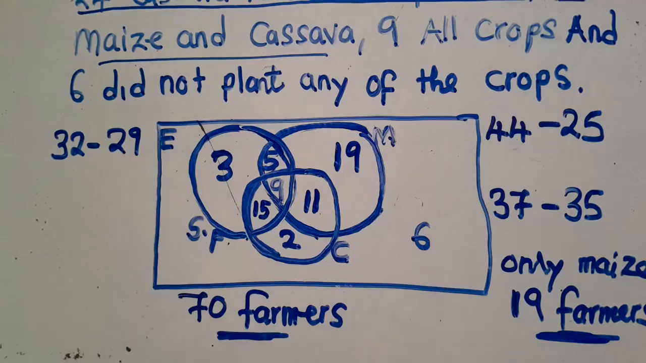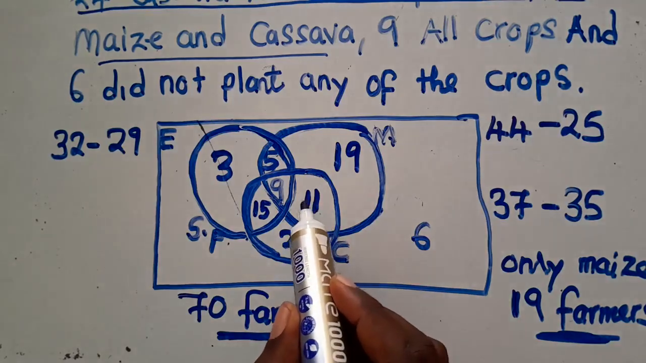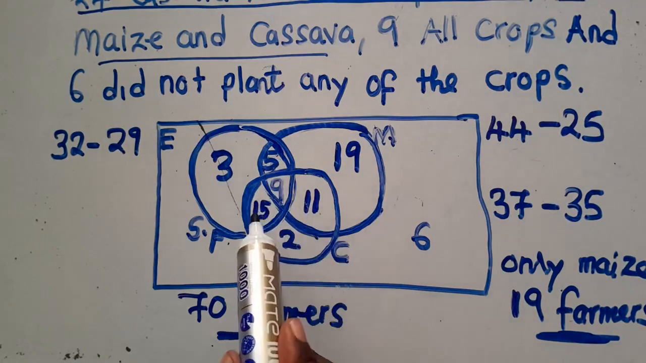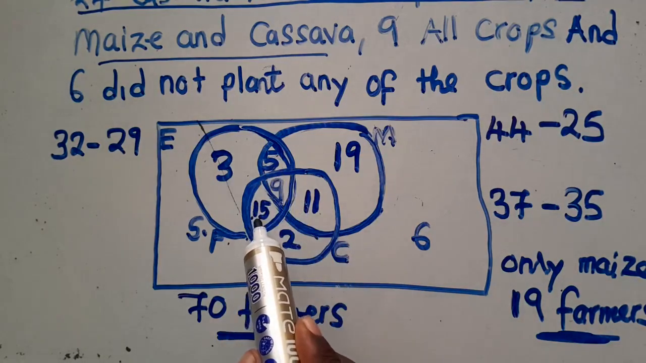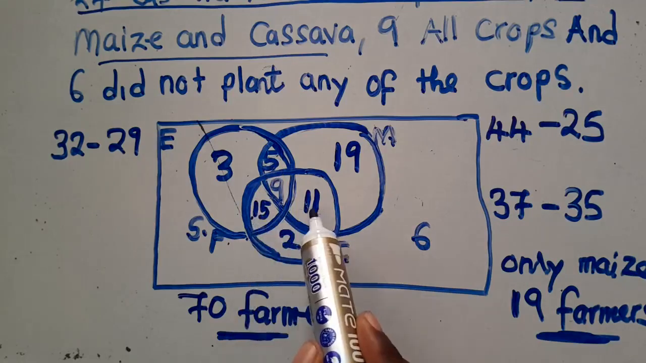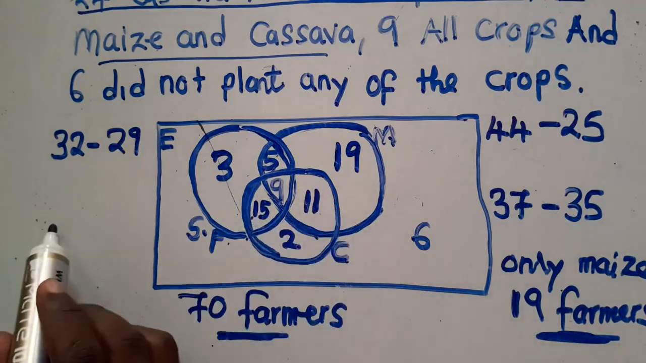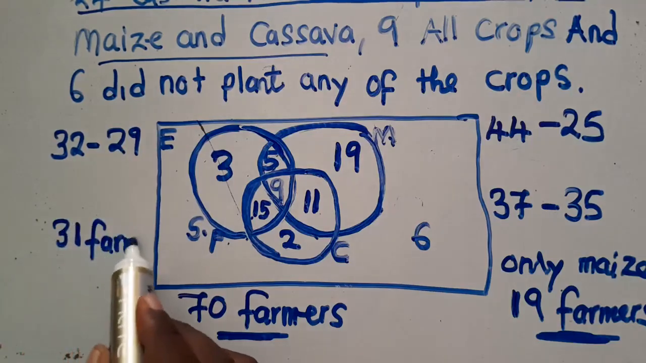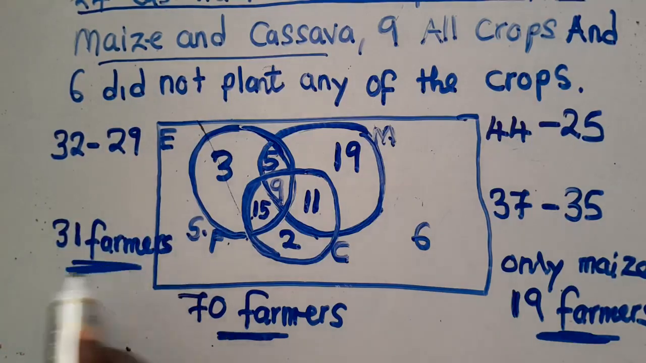Then if they ask you how many planted two different crops, we are having 11 plus 15 plus 5. You add that. So 5 plus 15, that is 20. 20 plus 11, that is 31. So we add 31 what? 31 farmers planted two different crops. These are questions that come together with the Venn diagram. So you need to make sure that you know it and understand it.